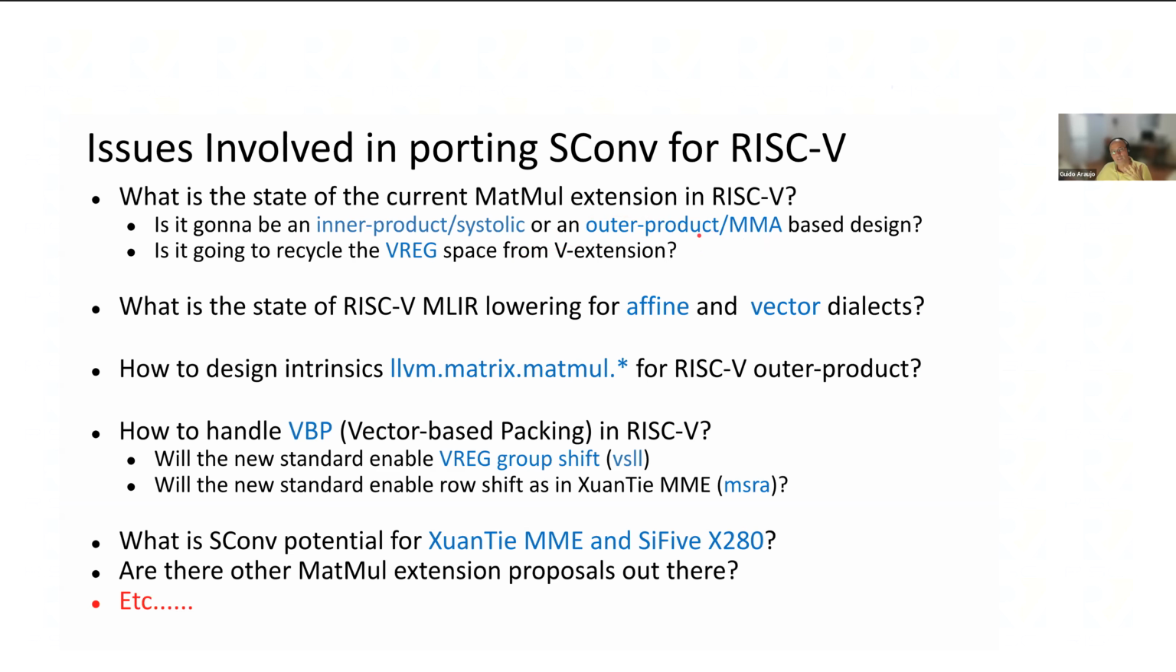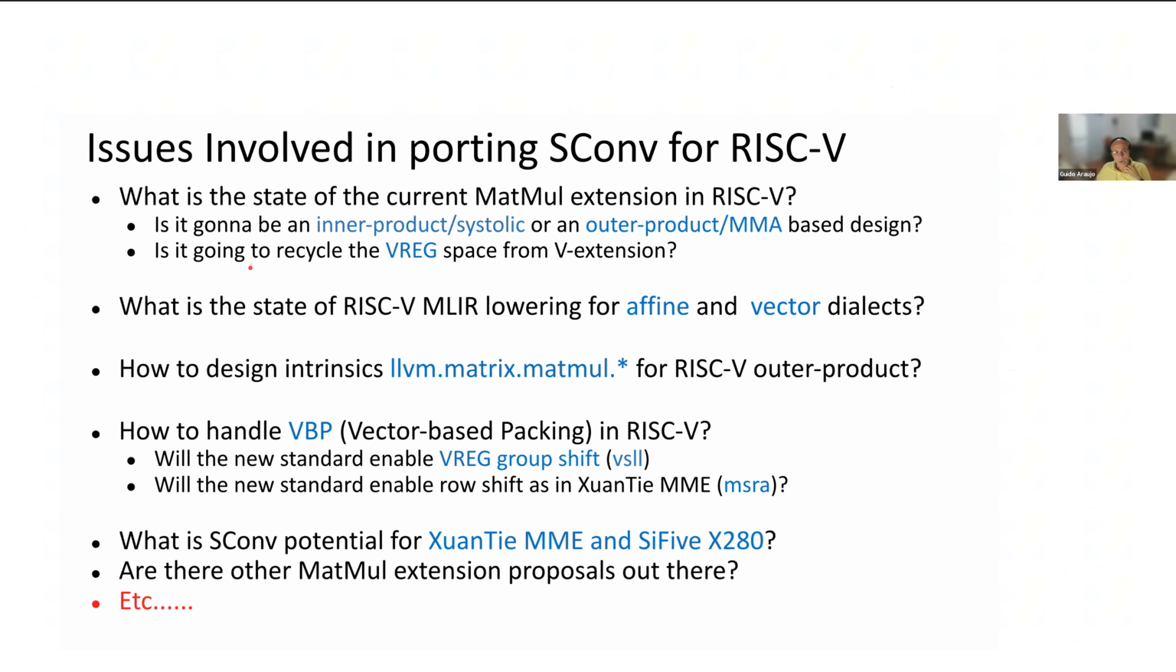Does this make a difference? A little bit, right? Because our algorithm is outer product based. We could retarget it to be an inner product based design. We have to give some thought to how to rethink the algorithm for that. It might be just a matter of doing a different packing, but you have to look at it carefully.